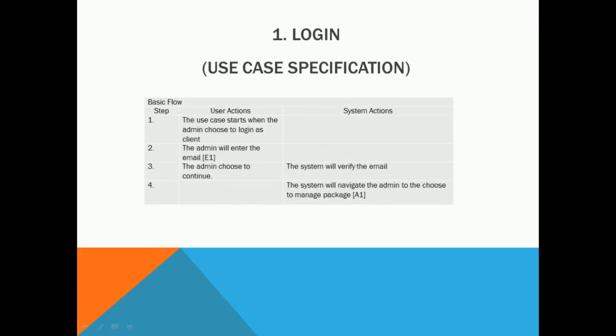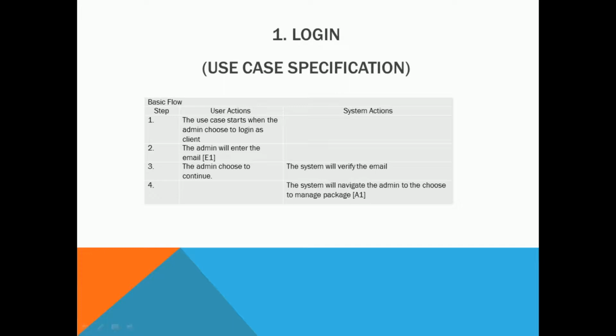Then we go to our first use case specification, which is login. I will tell you about the basic flow, the alternative and the exception flows. Okay, the first one, the login basic flow: the use case starts when the admin chooses to log in as client, and then the admin will enter the email, and then the admin chooses to continue. The system will verify the email whether it is correct or not, and then the system will navigate the admin to choose manage package.